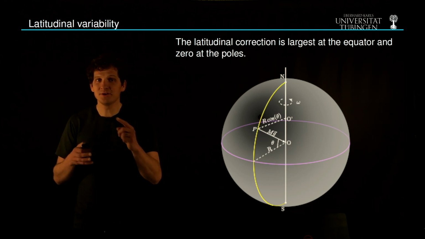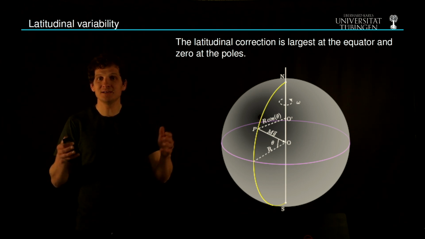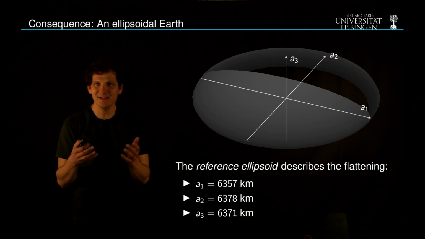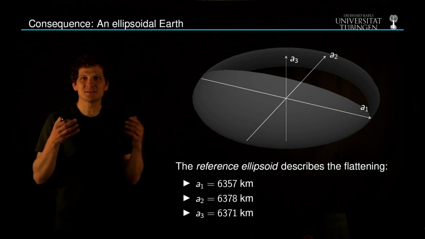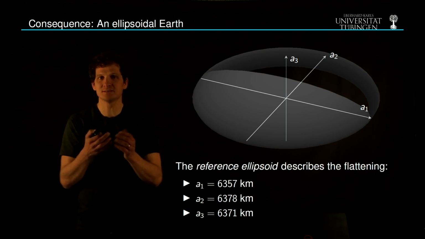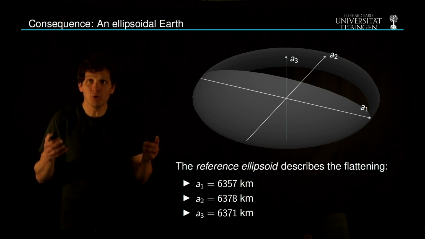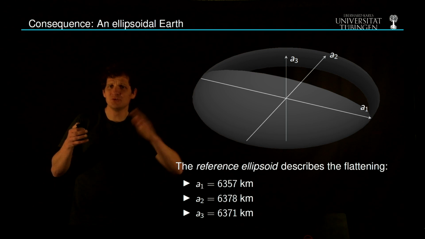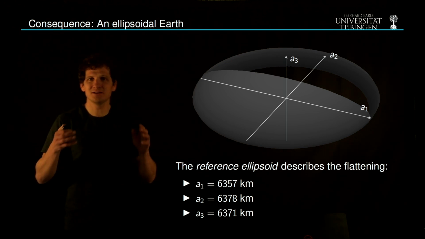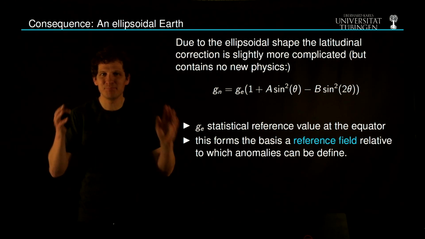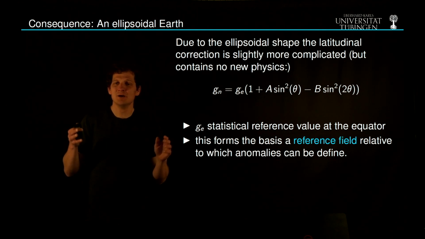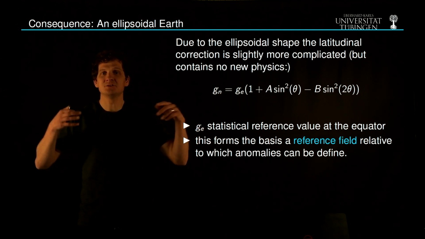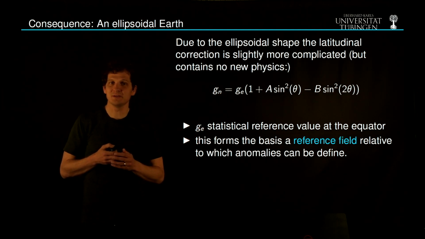However, thanks to the Earth's rotation, the Earth in itself is not spherical, but rather ellipsoidal. And this shape can be described with a reference ellipsoid. And knowing this, we now need to go back and check how the latitudinal correction works on an ellipsoid. And here I spare you the mathematical details because those are based on the same ideas but result in a different algebraic expression with the form as written here.